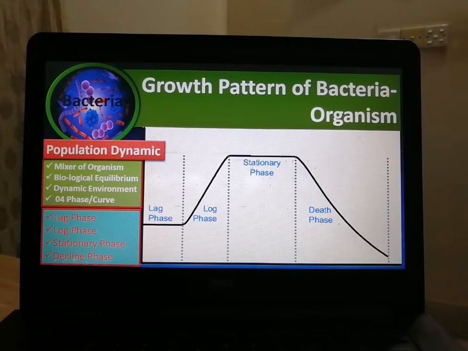And after the stationary phase, usually many bacteria die. Still there is some bacteria reproduction, but the number of reproductions is less than the number of deaths. So here the total number of bacteria gets less with the passage of time, and this phase is called the death phase. So guys, I think you get my idea. I try to explain very easily, but if you have any question you can ask.